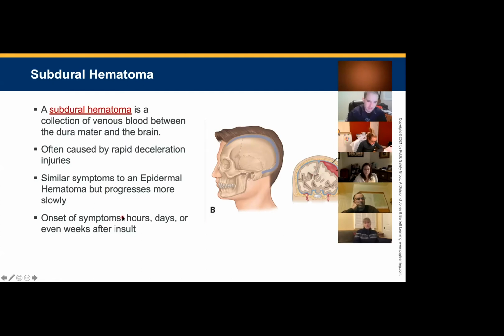What's interesting is that these individuals oftentimes have symptoms weeks after an insult. In other words, you can have a patient that seems fine, you send them on their way, and weeks later they start to develop headaches, changes in mental status, and changes in behavior. They get a head CT weeks or months later, and now they have this subdural hematoma.